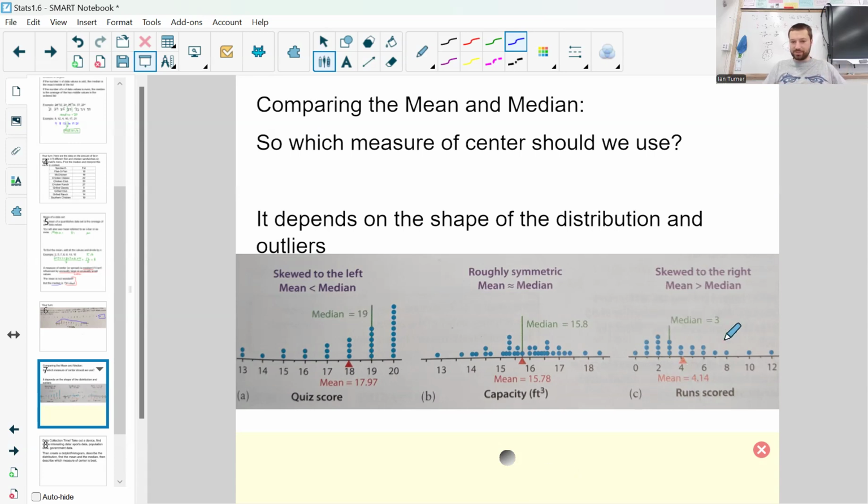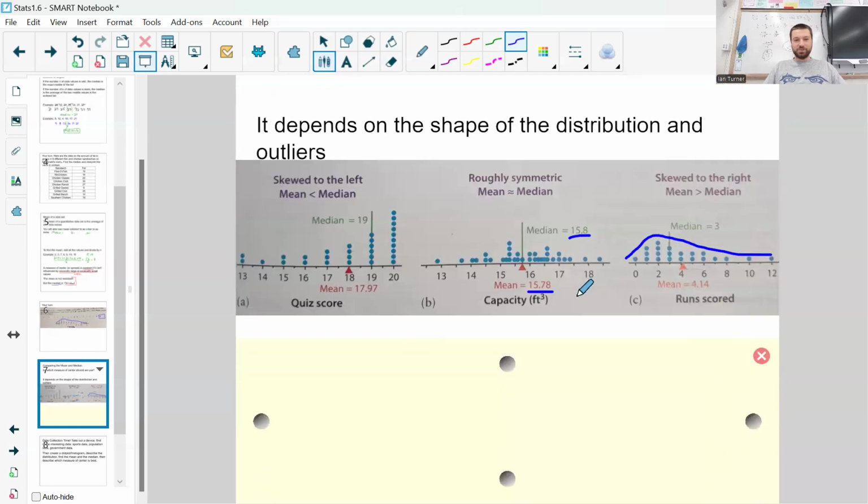Look at the one on the right, same thing. We're skewed to the right this time. Our mean gets higher here. Our mean is 4.14, but our median is 3. So the mean moves in the direction of the skewness. See how this is all starting to come together? If you look at something that's roughly symmetric, this isn't perfectly symmetric, but it's roughly symmetric, the median is 15.8 and the mean is 15.78. Fascinating stuff here, right? It makes a lot of sense, but when you see it like this, it's pretty cool.